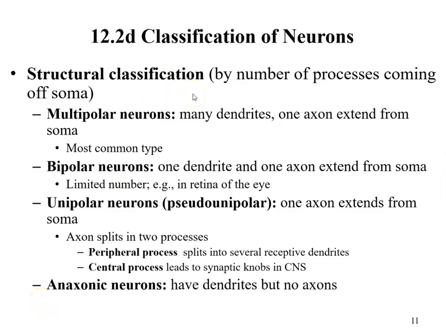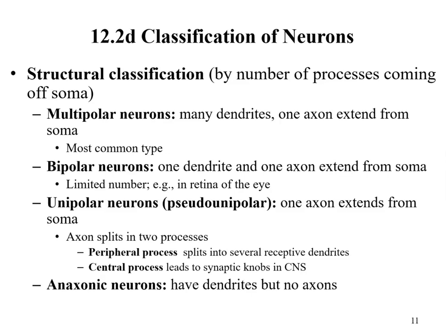Okay, so how do we classify neurons? Well, we can classify them structurally or we can classify them functionally. As far as structural classifications go, we classify by number of processes coming off of the soma. So you've got multipolar neurons. These have many dendrites and one axon that extend from the soma. This is your most common type of neuron. You've got bipolar neurons. This is where one dendrite and one axon extend from the soma. These are not found very commonly in the body. The biggest example you're going to find is in the retina of the eye.